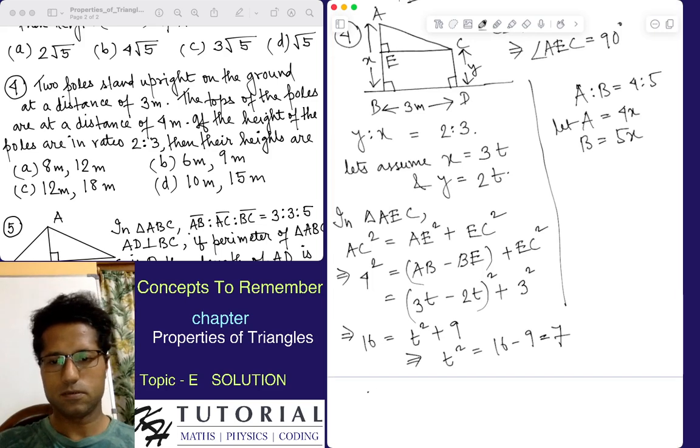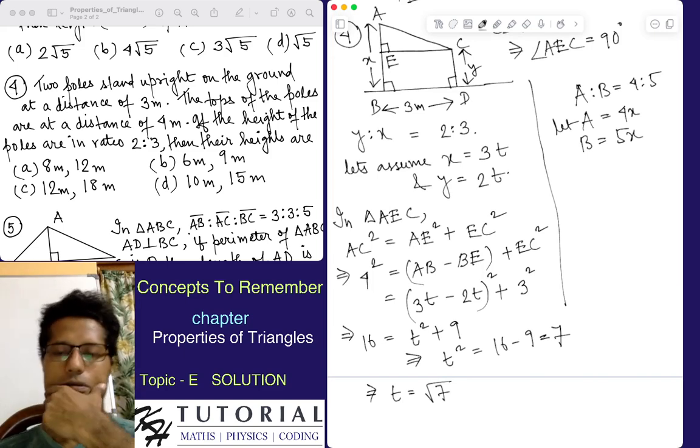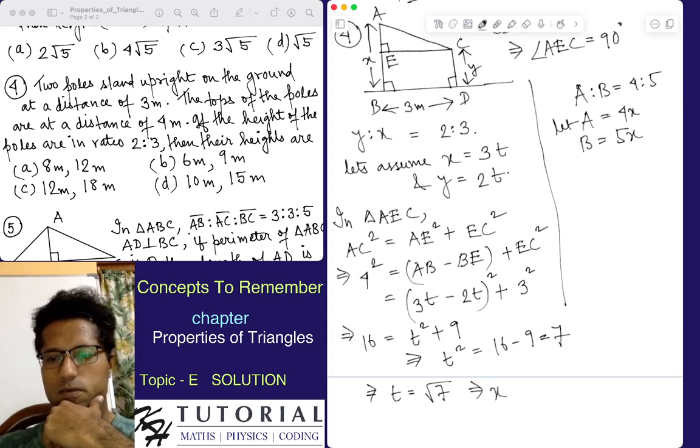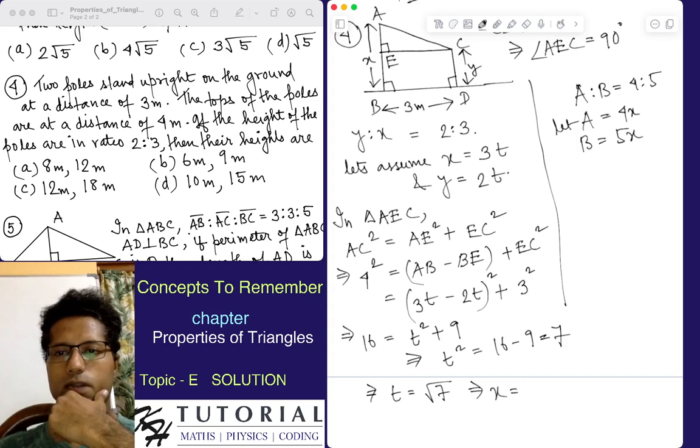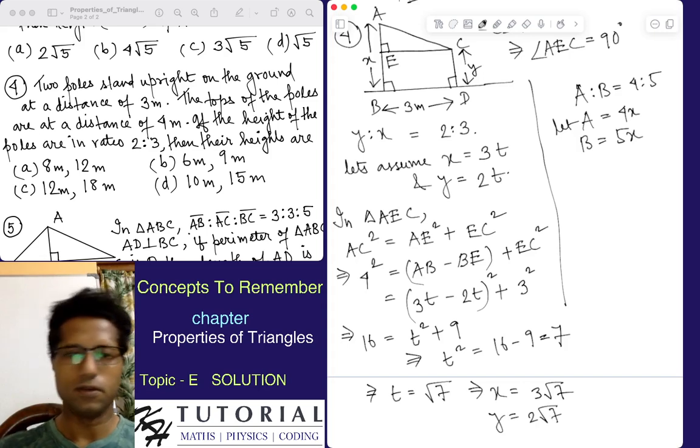So this implies t is equal to root over 7, which is not an integer. Root over 7 is irrational. Now if t is irrational, definitely x is 3t, so x, the height of the larger pole, will be equal to 3 into root 7, and y will be equal to 2 into root 7, and they are not integers, they are irrational.